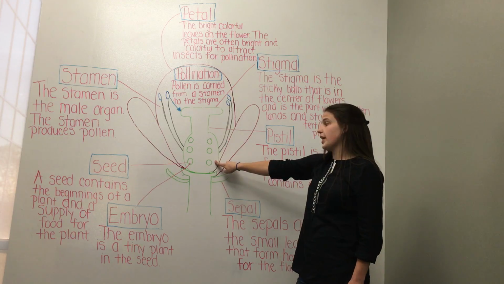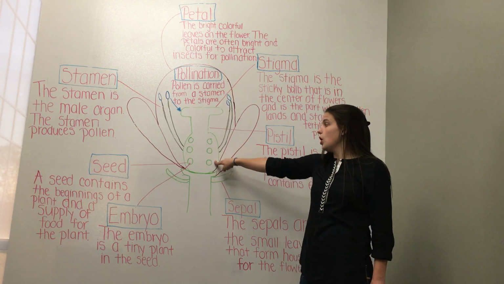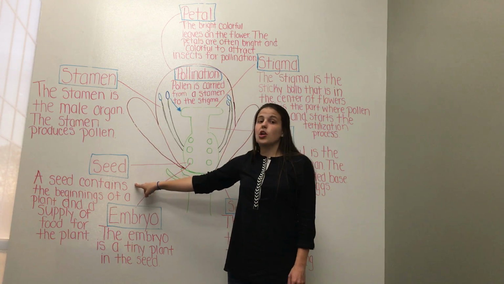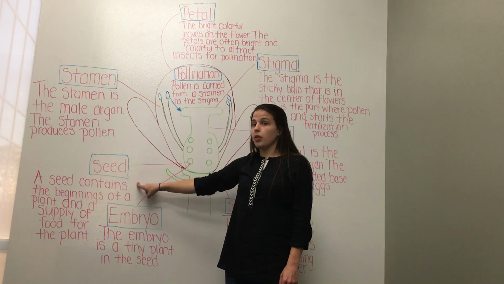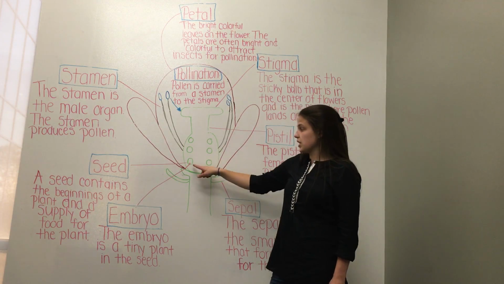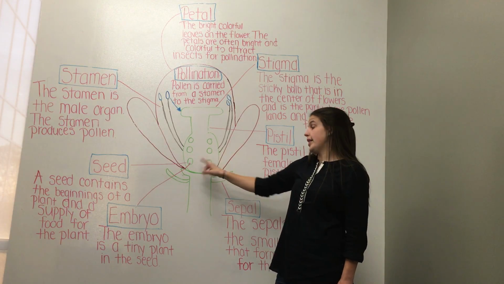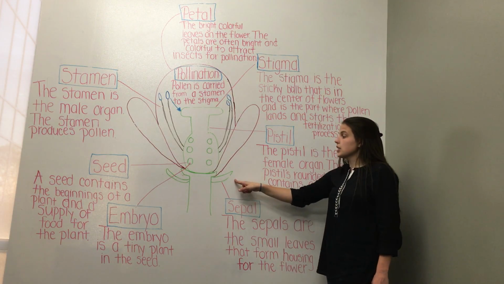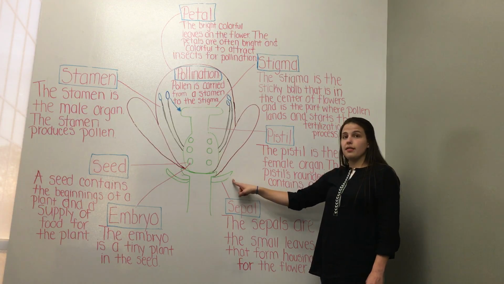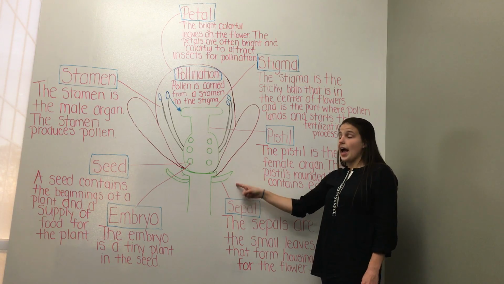So our little eggs down here in the bottom of the pistil turn into seeds, which start the process of a new plant. But in those little seeds are embryos. So we made a little dot to indicate that there's an embryo in that seed. And then last are the sepals, the leaves which hold up the flower. They're like a house for the flower.